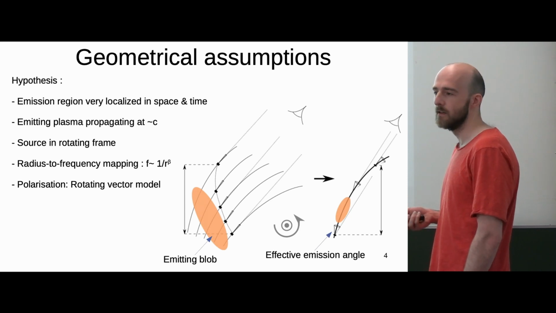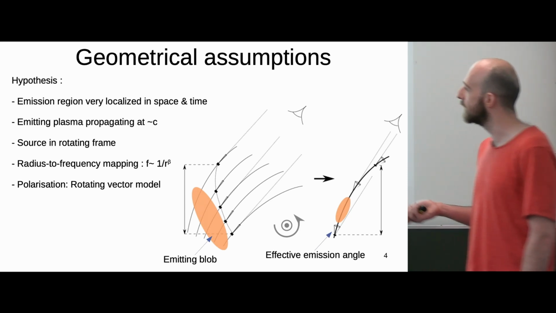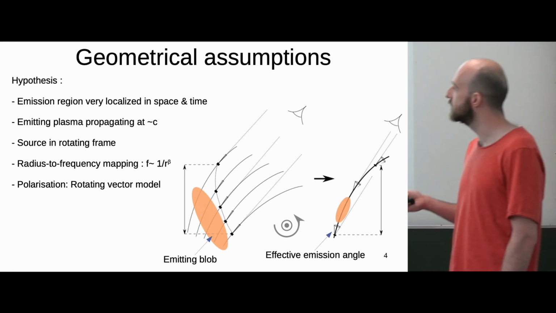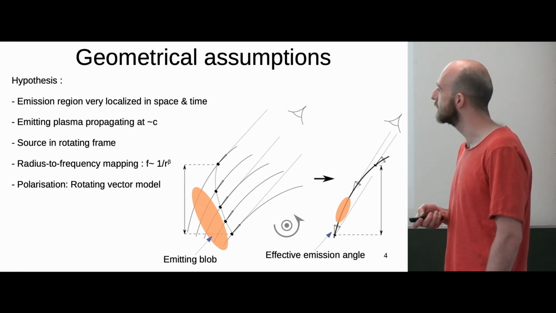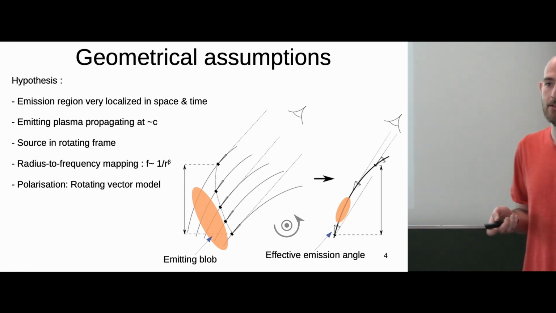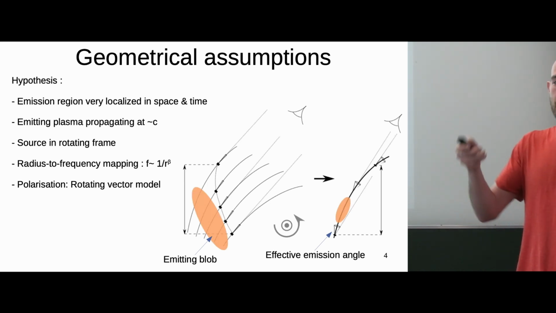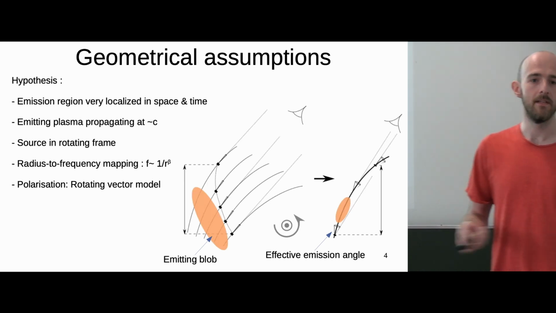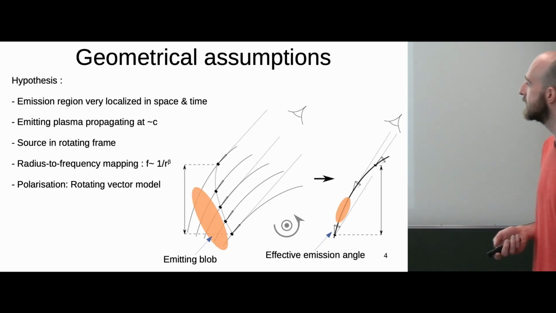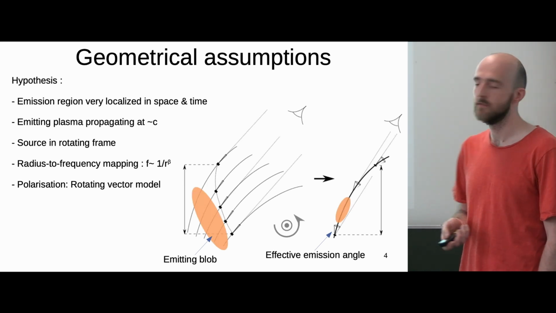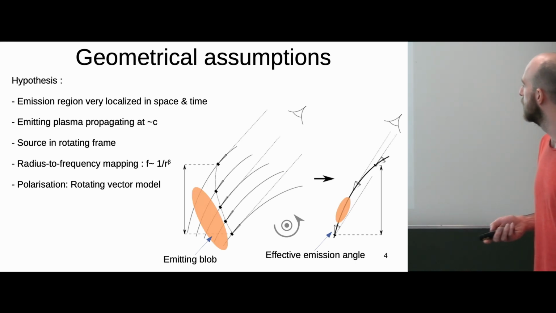We assume that the source is in a rotating frame, okay, and to link geometry to frequency, we assume a radius to frequency mapping. So basically, the further the blob is from the star, the lower the emitting frequency. That's essentially what it says. And you can do the same thing with polarization using the rotating vector model.